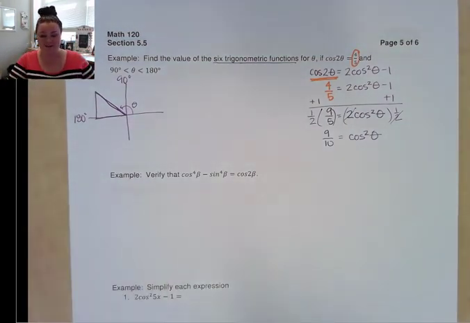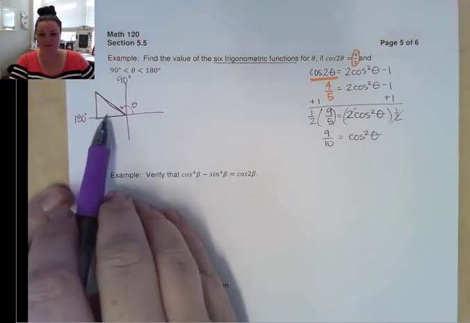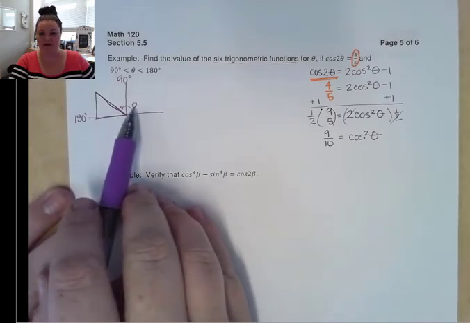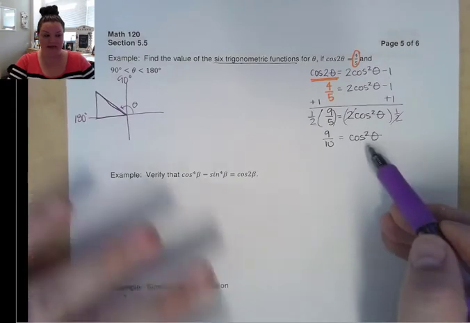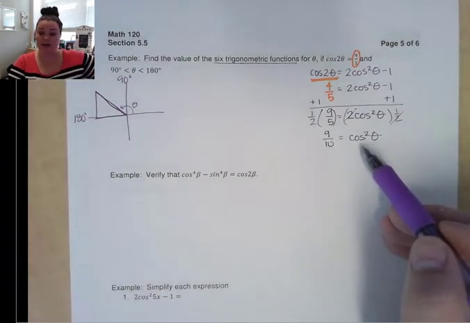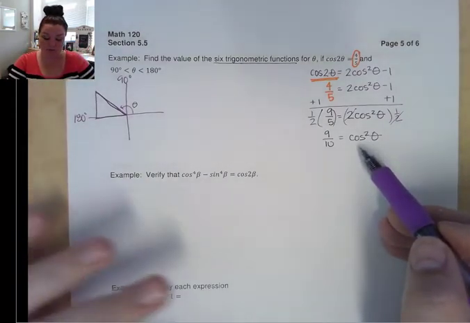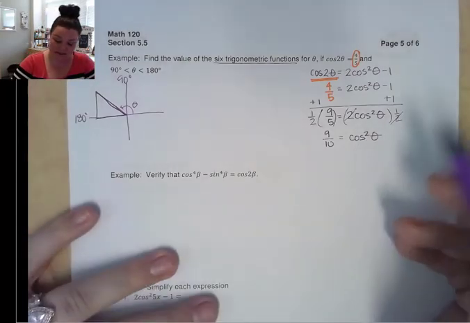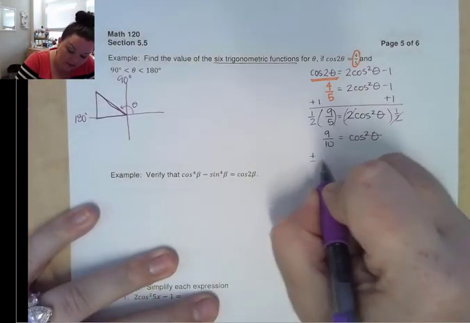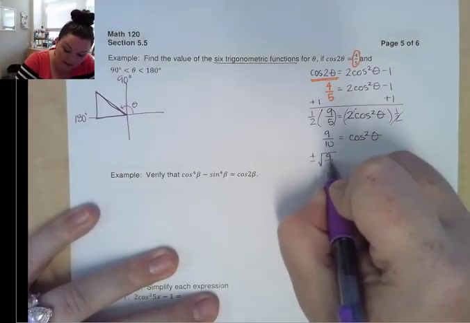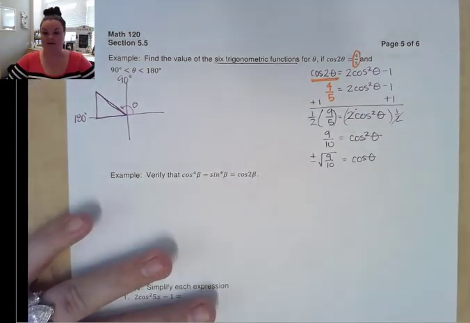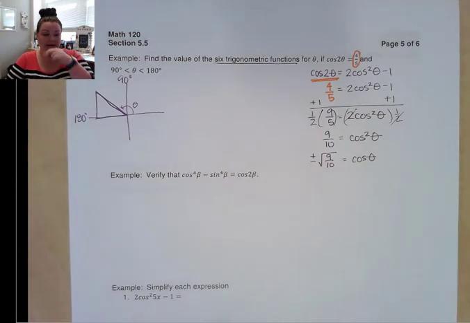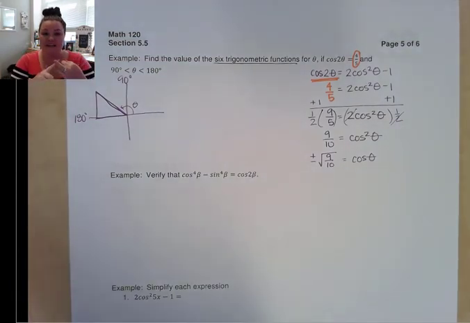So I'm almost there, right? I want to be able to draw my triangle, but I need it to just be a regular theta, not a squared theta. So I'm going to go ahead and take the square root of both sides. And when I take the square root of both sides, I have to use plus or minus, right? So I get plus or minus the square root of 9/10 is equal to cosine theta. So I need to figure out, do I want the positive or the negative?